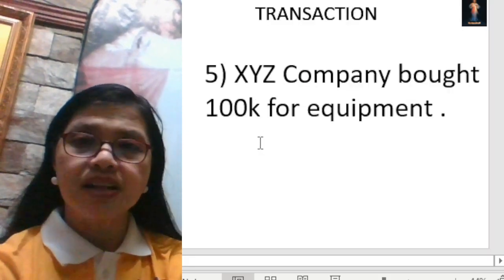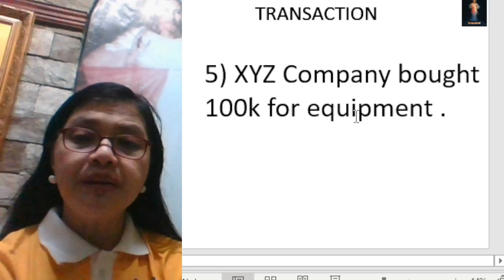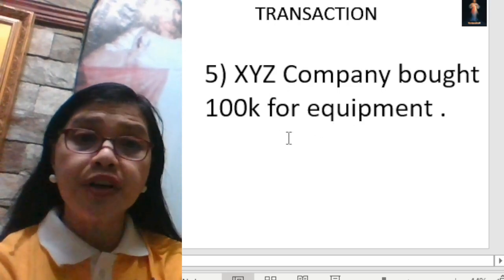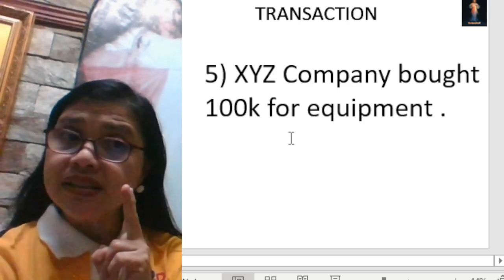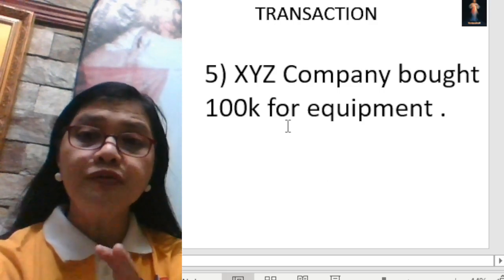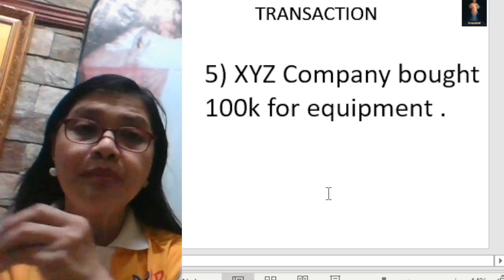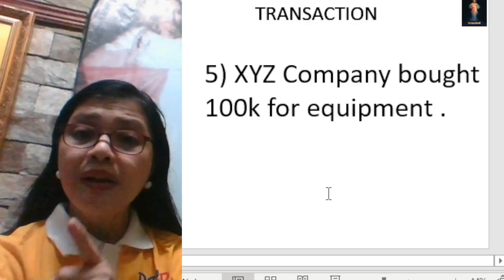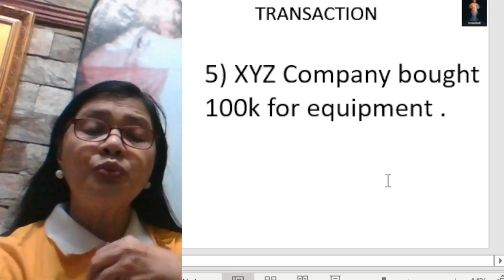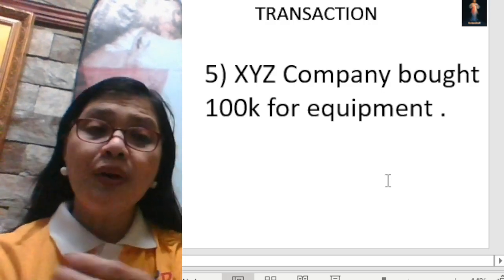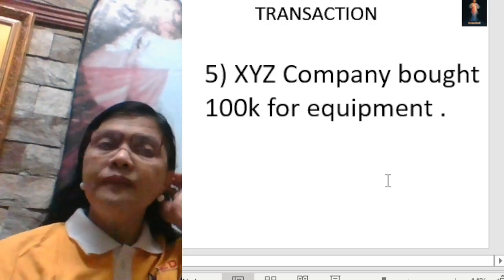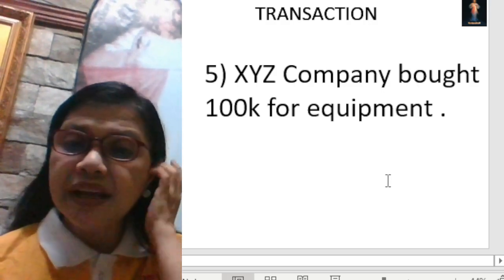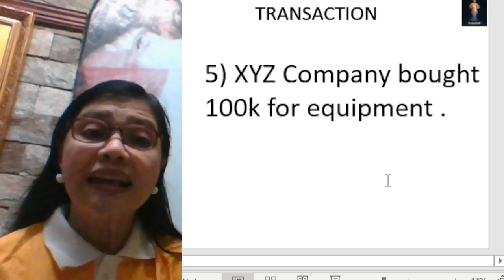Number 5 transaction. XYZ Company bought equipment for 100,000. Again, what are the accounts involved? When XYZ bought equipment, what did you receive? Very good. You will receive an equipment. But what will you give, or what will you do in return? You will give 100,000 cash.